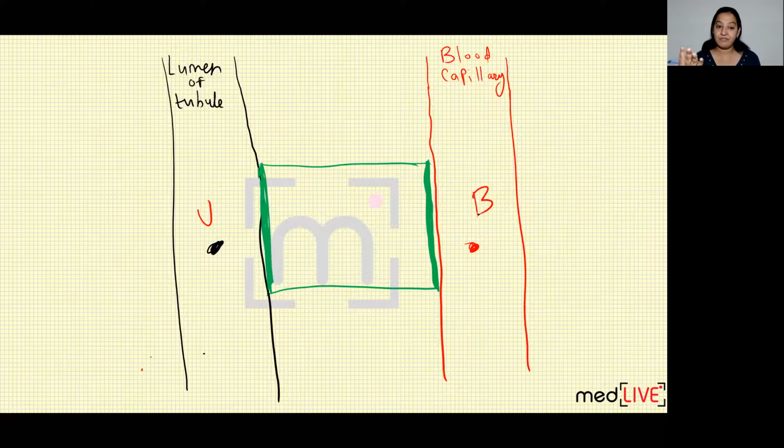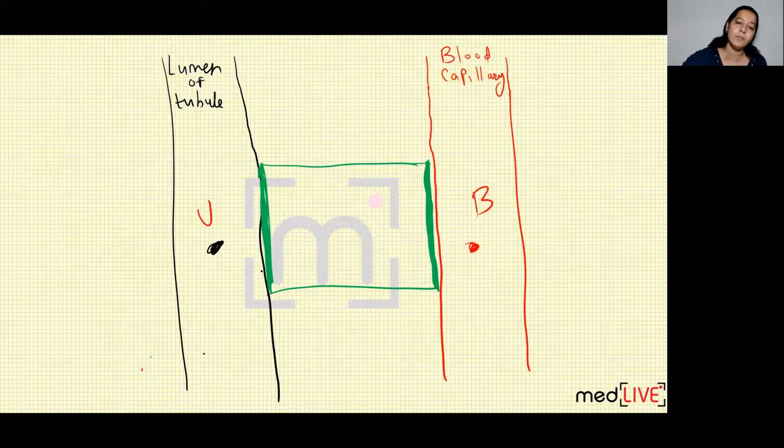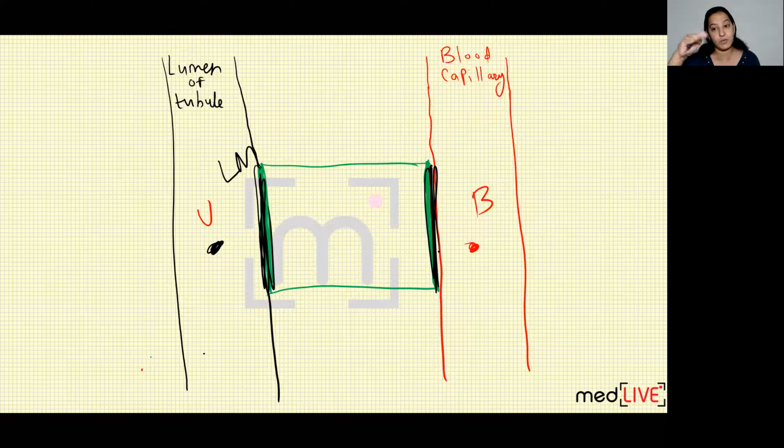The side which is facing towards the lumen of the nephron, this surface of the epithelial cell is known as luminal membrane, because it is facing towards the lumen. And this surface of the epithelial cell, which is facing towards the capillary, is known as basolateral membrane. So each epithelial cell has two membranes. One is luminal membrane, luminal surface, and basolateral membrane or basolateral surface. Correct? So this is the basic.